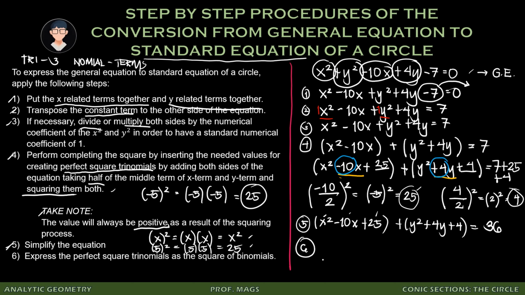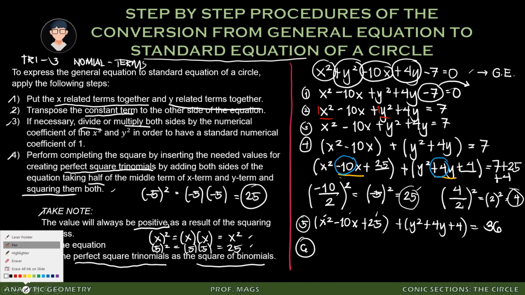So step number 6, express the perfect square trinomials, okay, as square of binomial. So ibig sabihin na to, we have to factor this perfect square trinomial. Okay? Kailangan natin i-convert yan into square of binomials. So paano natin gagawin yon? So it will be time consuming kung mag-iisip ka pa, 'di ba?